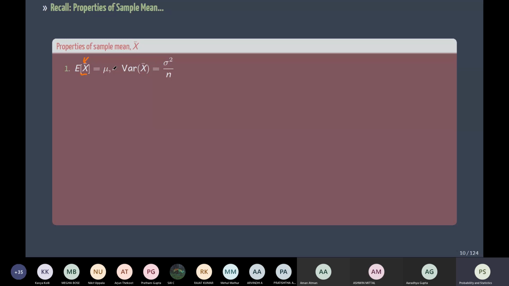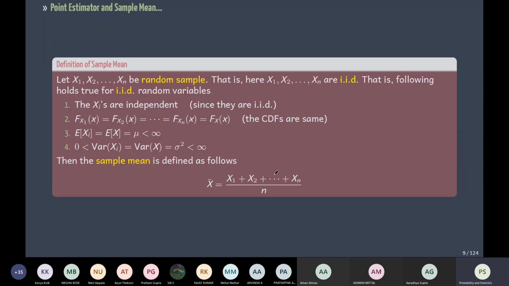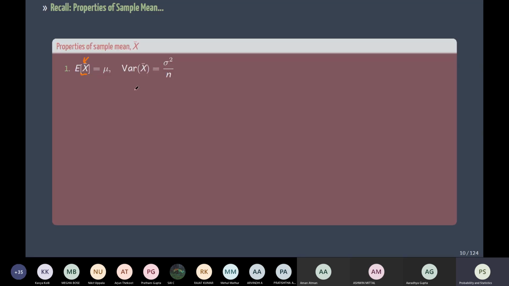So that remains mu due to the linearity of expectation. If I do, there will be n mu on the top and then n, so n get cancelled and I will get back mu. And similarly, we have also shown this before for sample mean. We have proved this before. And these are just things we are recalling.